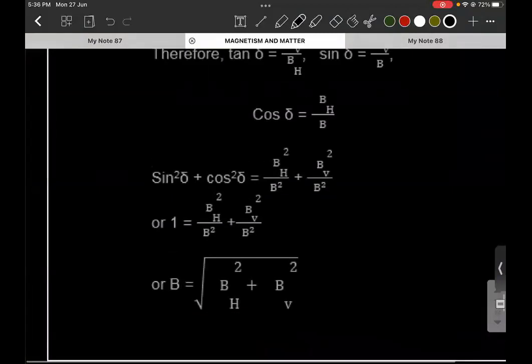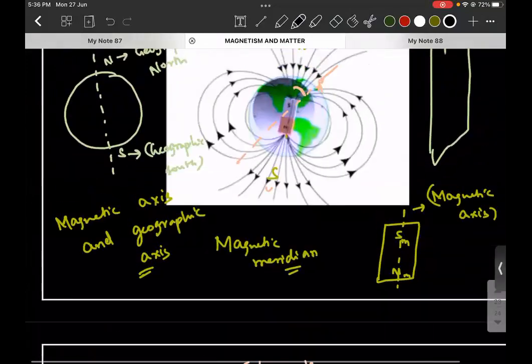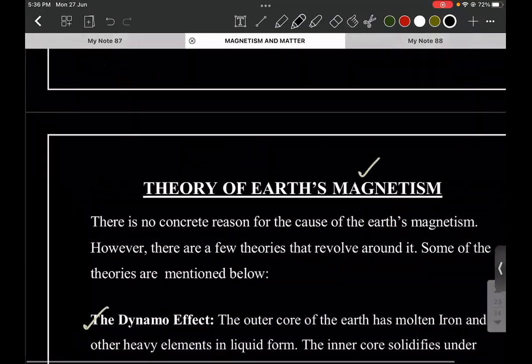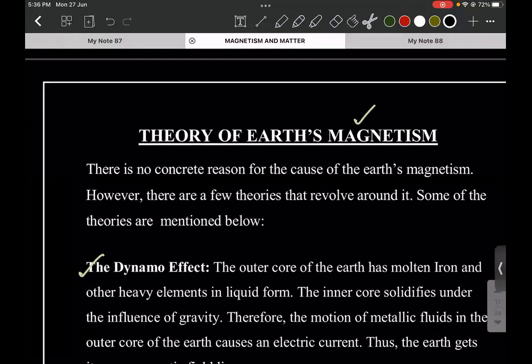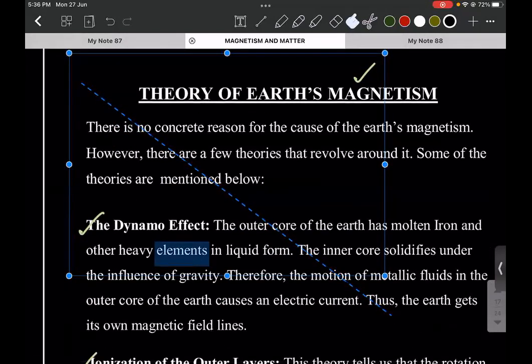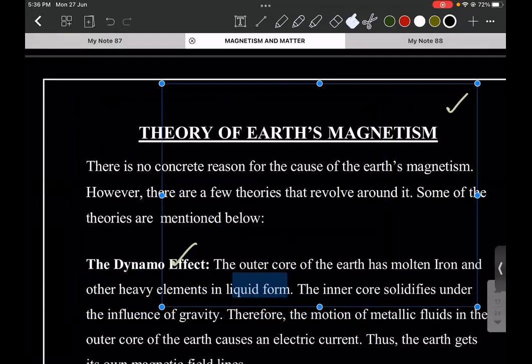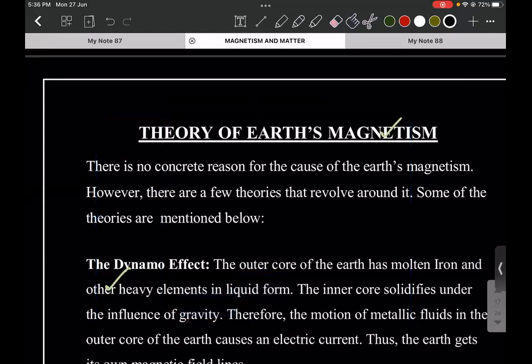And the last part of this chapter is Earth's magnetism. So we have completed two major parts. One is about permanent magnets like bar magnet, and we saw how a bar magnet and solenoid are similar. We saw the two derivations. Apart from that, the magnetic properties of the material, that also we have completed. Now the last part that is left is the theory of Earth's magnetism. Shall we get started?